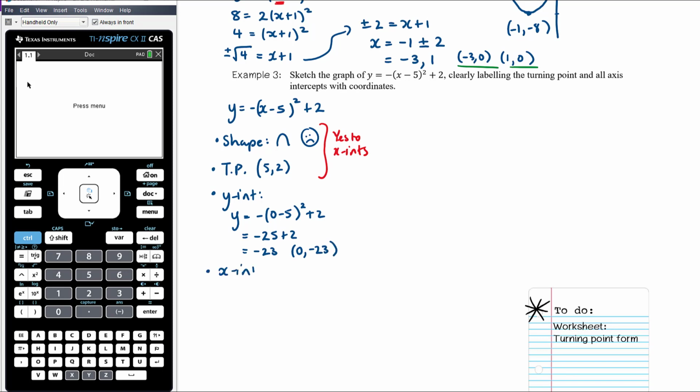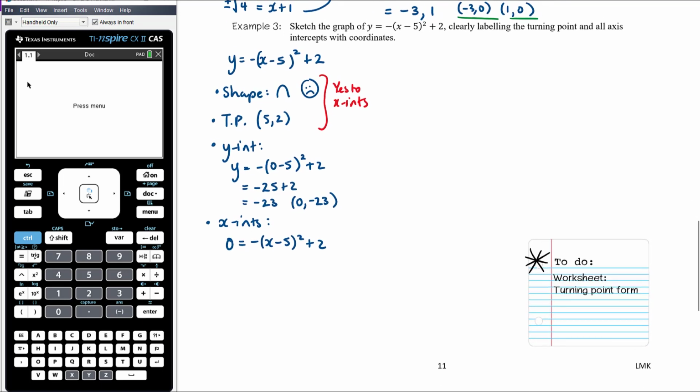And then for my x-intercepts, we let y equal 0. Oops, sorry, it's negative x minus 5 all squared plus 2. At this point we can think about subtracting 2 from both sides, which gives negative 2 equals negative x minus 5 all squared. There's absolutely nothing wrong with that. Then we divide both sides by negative 1 and get positive 2 equals x minus 5 all squared. Rather than do that in 2 steps, I'm going to think about adding x minus 5 all squared to both sides.